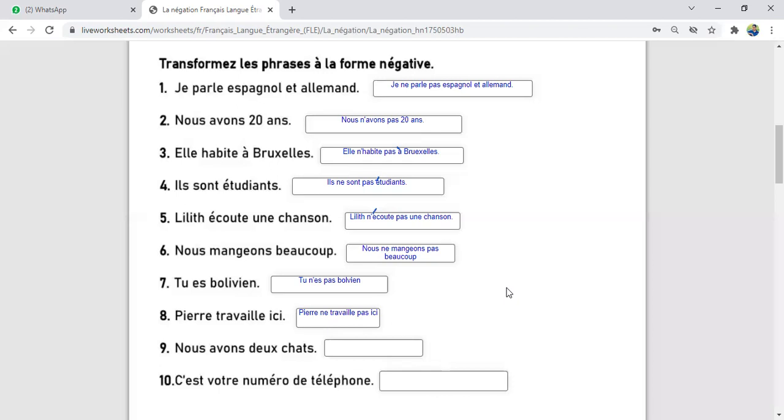And then you have Pierre travaille ici. Pierre works here. Ici is here, H-E-R-E, here. Pierre travaille ici. Pierre works here. Pierre ne travaille pas ici is Pierre doesn't work here.